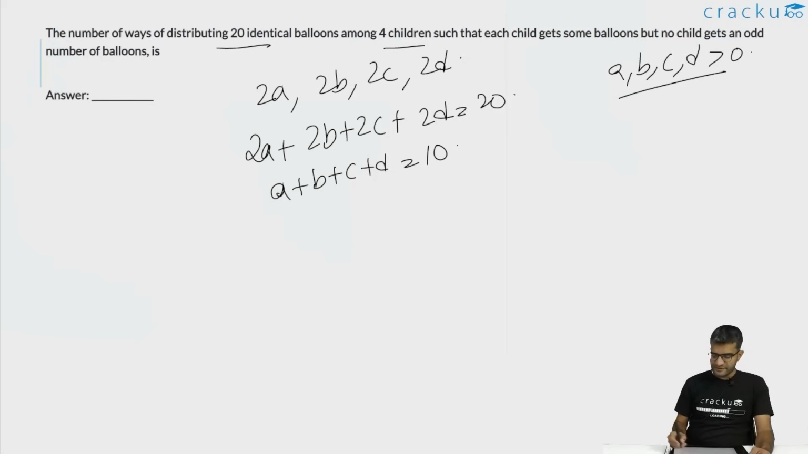Here we have all of them to be greater than 0. We want to use the formula for the number of non-negative integral solutions for an equation.